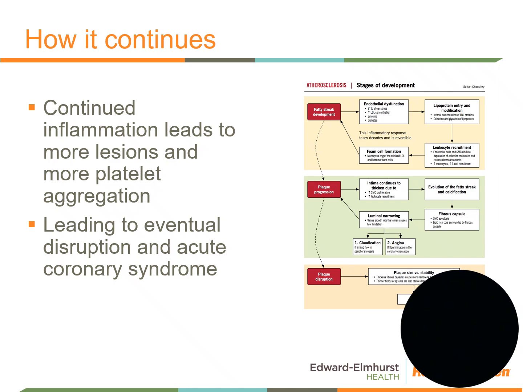So you can see the stages of development here. We've got fatty streak development leading to plaque progression and plaque disruption.